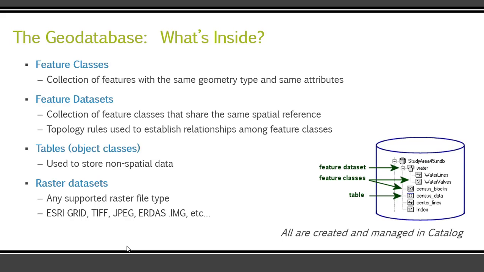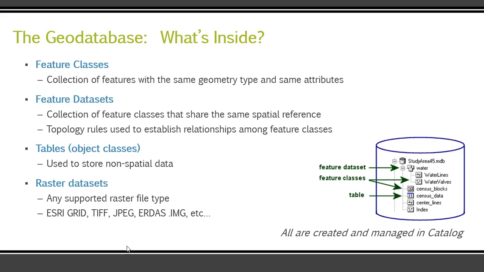It's not a GIS data set. It's a subfolder within your geodatabase that allows you to have a collection of feature classes. In that feature data set, everything that's stored within there has to have the same spatial reference. And it's within the feature data set, when we move into topology, that you'll see that the topology of your geodatabase plays out within the feature data set.